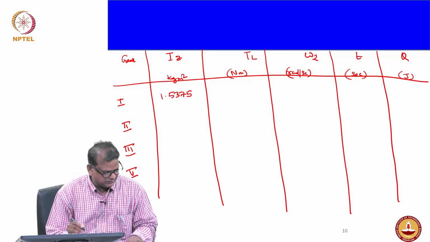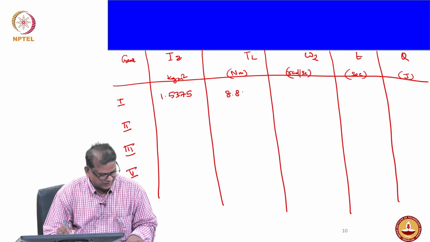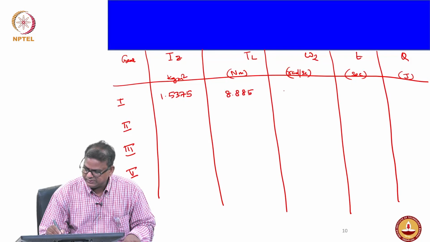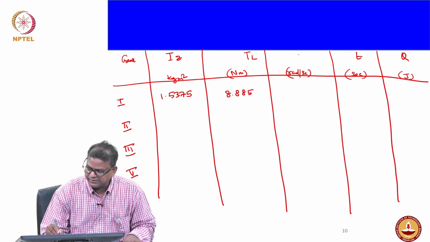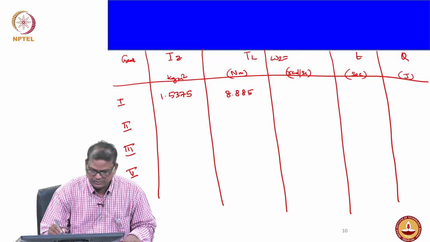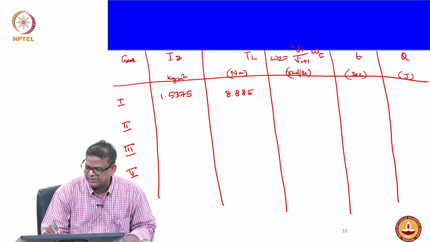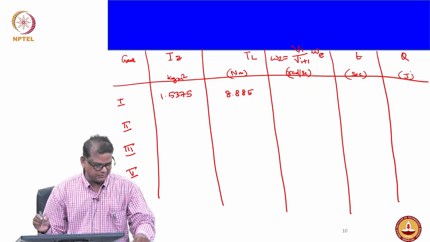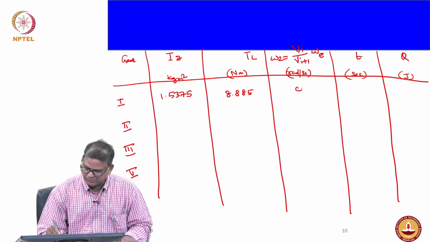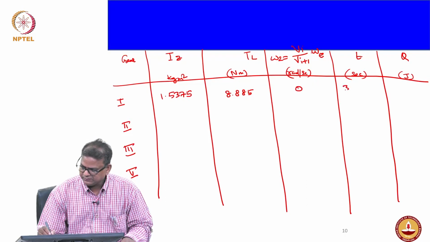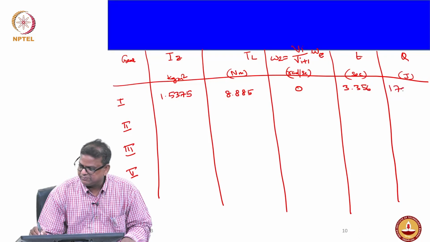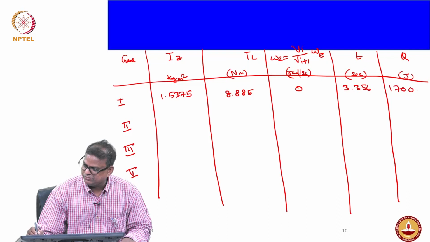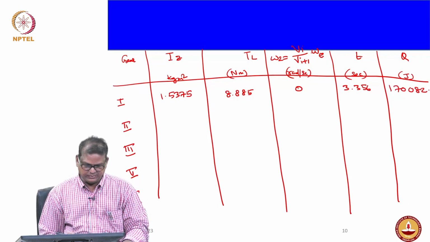1.5375, that is what we got, and 8.885, and I will rewrite again, omega 2 equal to Vi plus 1 into omega engine speed, okay, that is the thing. T already we know, Qs already we know that, okay. So, this should be below 3.356, 170,082 joules, that is what you are getting, right.